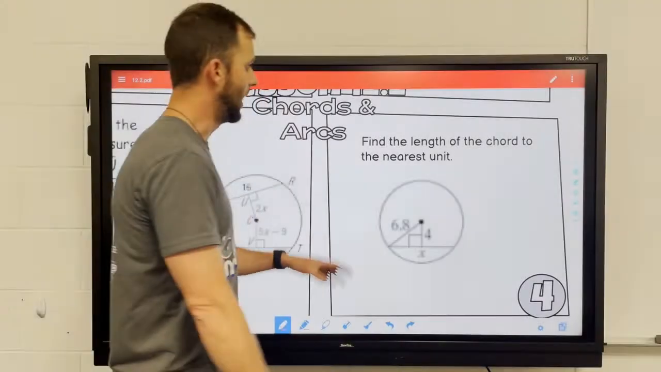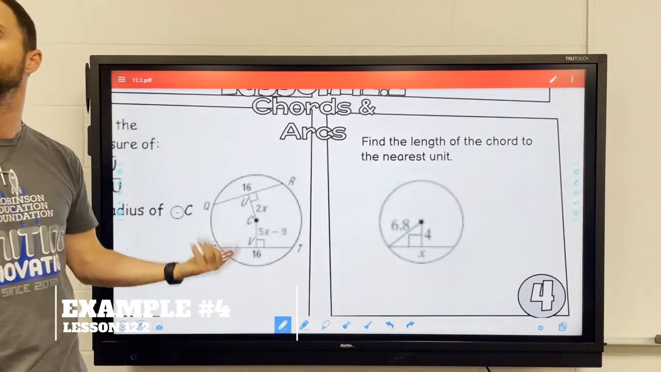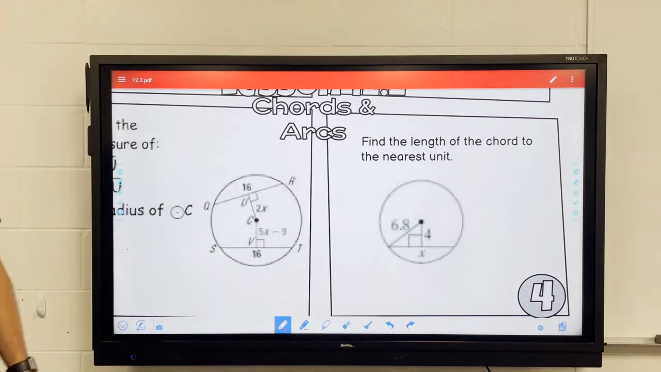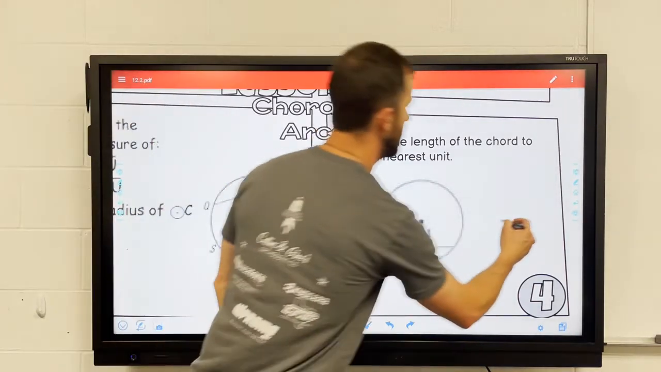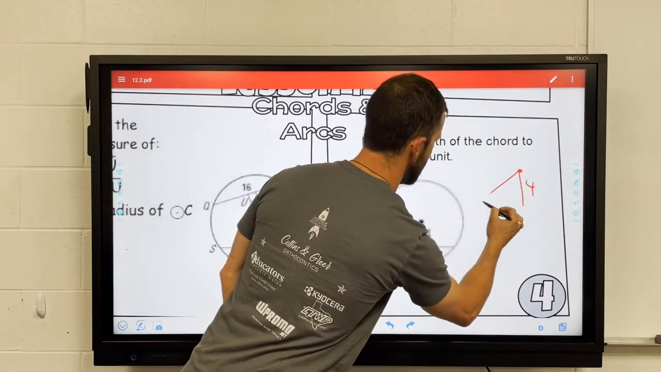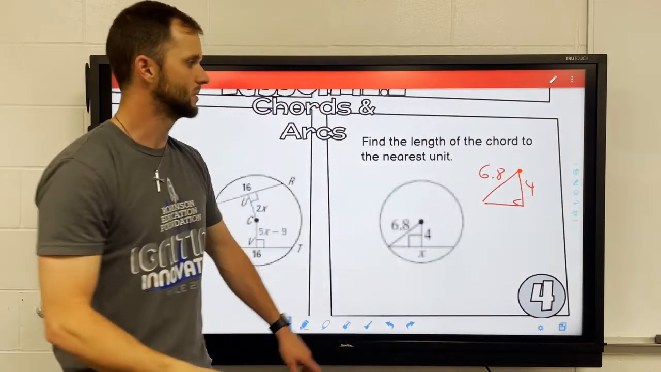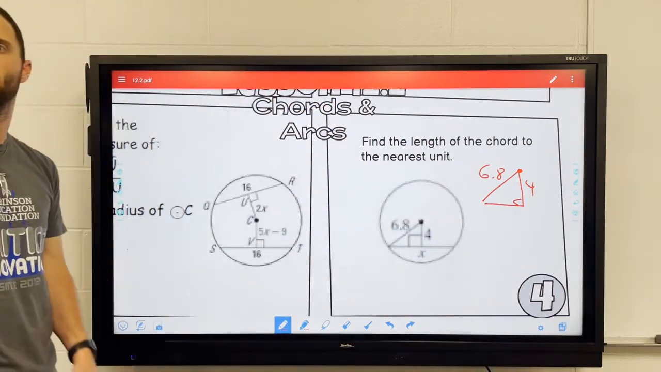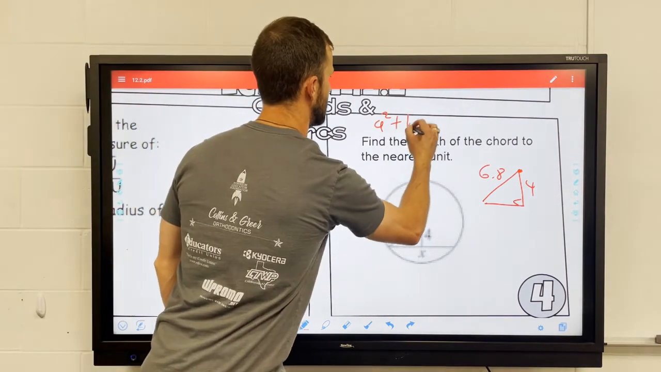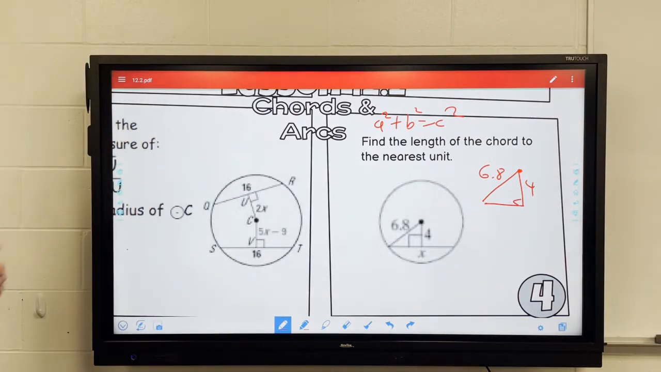All right, so lastly, it wants me to find the length of the chord to the nearest unit here, okay? So right in the middle of the circle, what do y'all notice has been drawn here? A right triangle. So if you look, from the center to the chord is 4. From the center to the edge of the circle, and then 90 degrees, this is going to be 6.8. So what do I need to do to find the missing side of my right triangle? The Pythagorean theorem. So a squared plus b squared equals c squared.